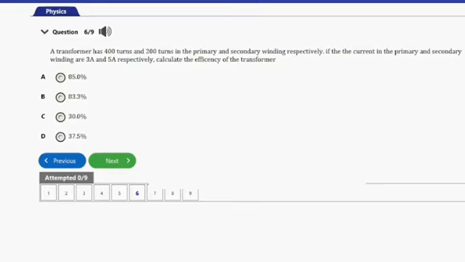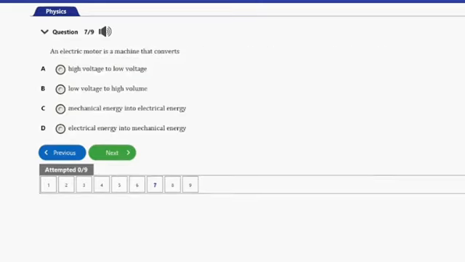Let's go ahead and consider the next question. The next question here is question number 7. It says, an electric motor is a machine that converts: A. High voltage to low voltage, B. Low voltage to high voltage, C. Mechanical energy to electrical energy, D. Electrical energy into mechanical energy. Option D is the answer to this question. An electric motor converts electrical energy into mechanical energy. And that's it for this question.